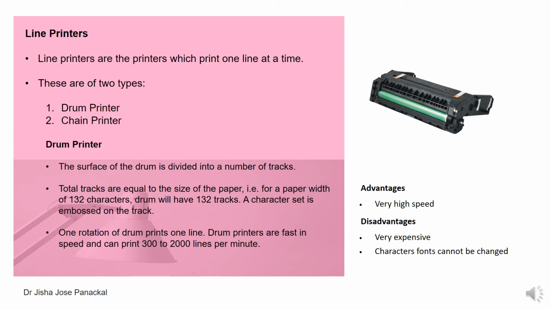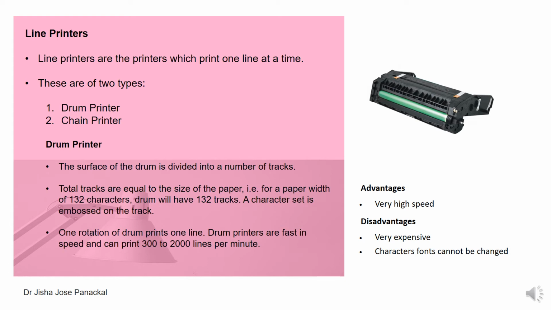The impact printers are divided into character printers and line printers, and now we are looking at what a line printer is. Line printers are the printers which print one line at a time. The character printers print one character at a time, but line printers print one line at a time. These are also divided into two types of printers. One is drum printer and the second one is chain printer.